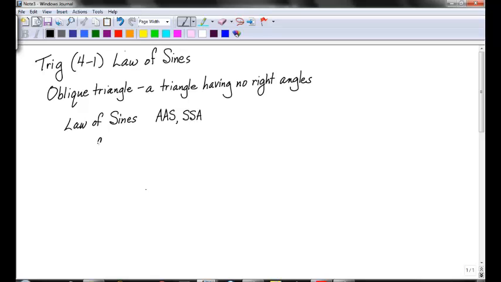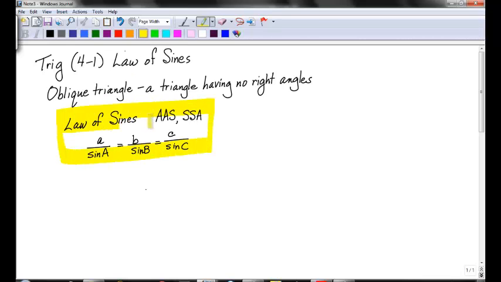And it's actually proportions. It's a over the sine of angle A. Remember, use a lowercase, angle A uppercase, equals b over the sine of angle B. And that equals c over the sine of angle C. Now, you can use any two of those together. Okay? So I could use like a over the sine of A equals b over the sine of B. And to solve a proportion, remember, we can cross multiply. That's one way. You could use like a over the sine of A equals c over the sine of C. Any two of those together.